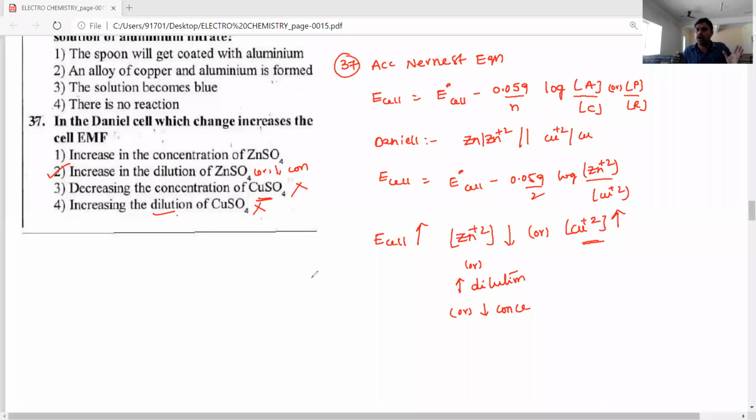Okay, students. At what condition will the electromotive force of the cell increase? Dilution of zinc sulfate, or decreasing the concentration. So the second option is correct. Another way is increasing the concentration of copper 2+. Here they have not given that; decreasing the concentration is also nothing but increasing the dilution. So both the third and fourth options are wrong, and the correct option is the second option. Okay, let's go for the next question.